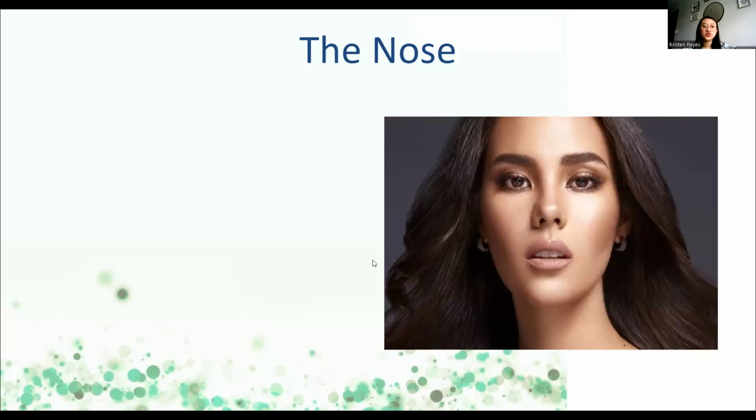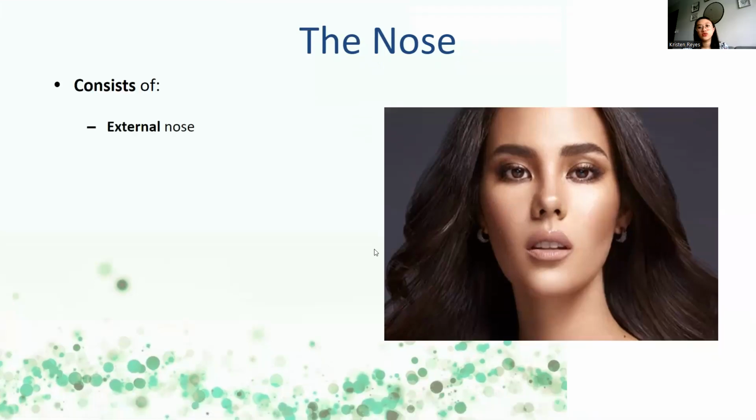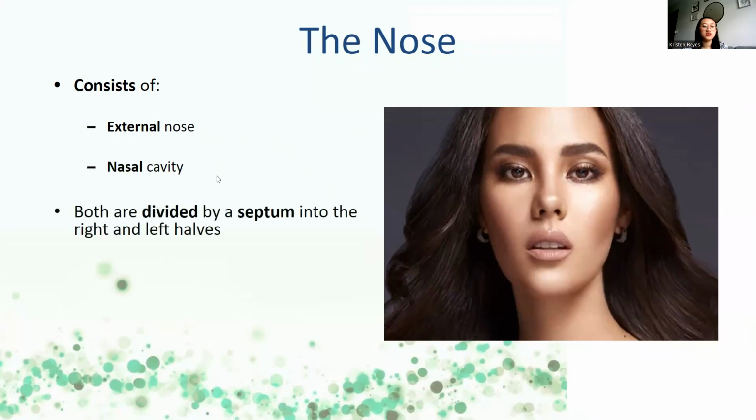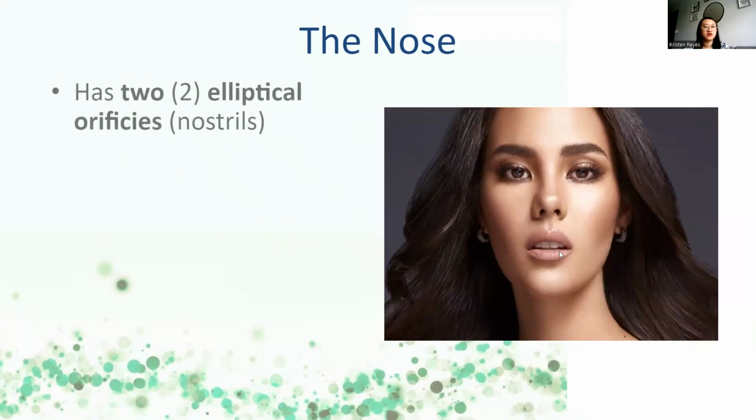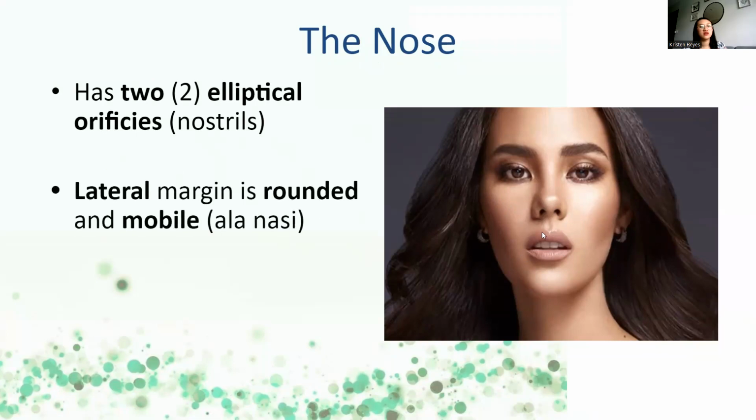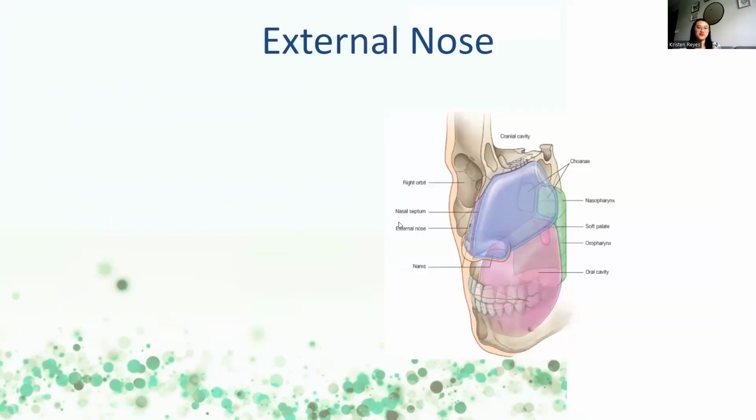Now we go with the nose. Of course, the nose is the main organ for smell. Okay? It consists of the external nose and the nasal cavity. Both are divided by a septum. This is the septum, dividing the right and left nostrils, or right and left halves. It has two elliptical orifices, the nostrils, and the lateral margin is rounded and mobile, also called the ala nasi.